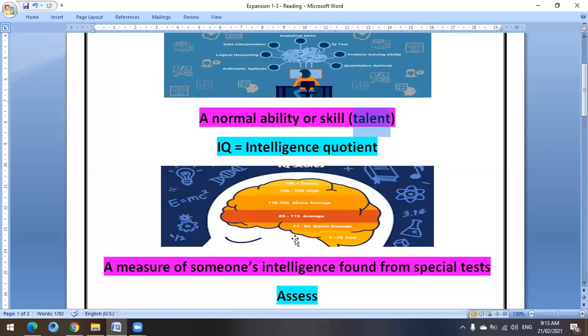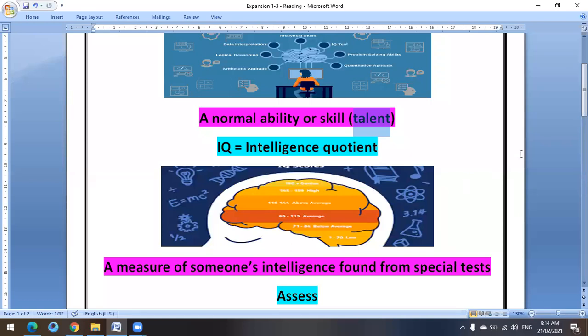For example, if you got from 1 to 70 marks, your intelligence is low. If you got from 71 to 84, your intelligence is below average. If you got from 85 to 115, it's average, and so on. So what does the IQ test do? It measures your intelligence.